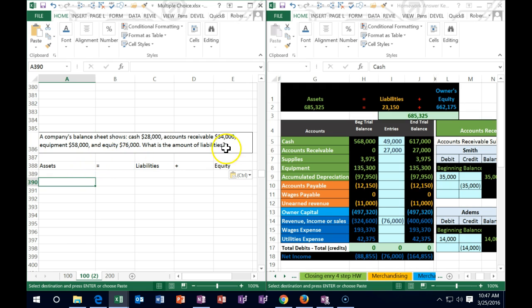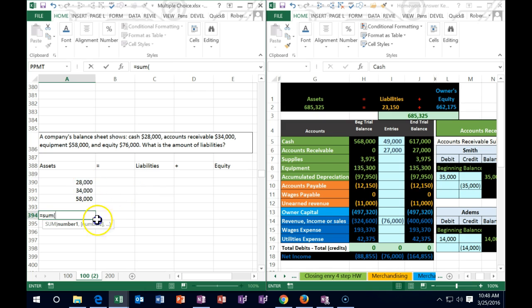So a company balance sheet has cash, an asset up here in the green area, shown by the handy trial balance. So 28,000. We already knew that because we know cash is an asset. But accounts receivable, that's an asset too. It's up here in the same green area. So 34,000, also an asset. And then we have the equipment, also an asset. So 58,000. Let's add those assets up and see how many assets we have. I'm going to use the SUM function, 28 plus 34 plus 58. That gives us 120.